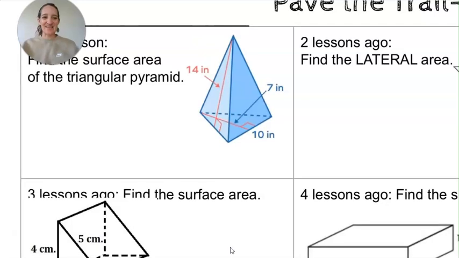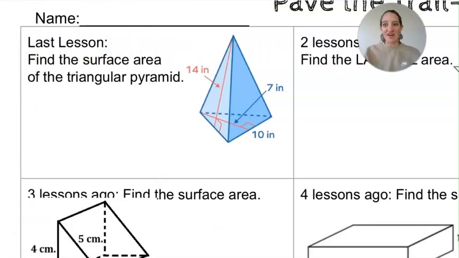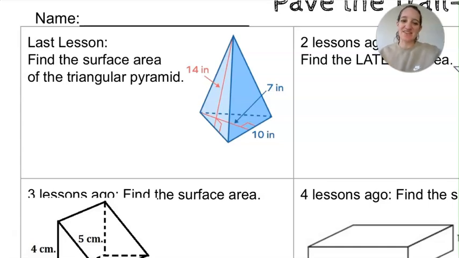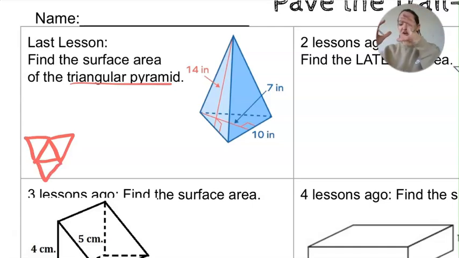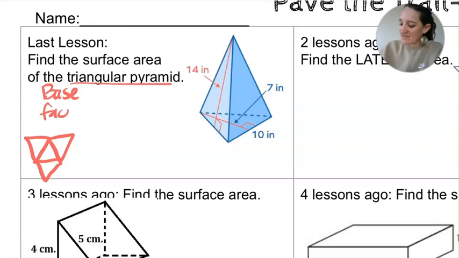Last lessons, we've been working on the surface area. We're going to see a lot of surface area stuff for the last few days, aren't we? So the triangular pyramid, the surface area. With a triangular pyramid, we have a triangular base, right? And then we have the three triangles that come up, okay? So let's first start with the base, and then we'll find the faces.